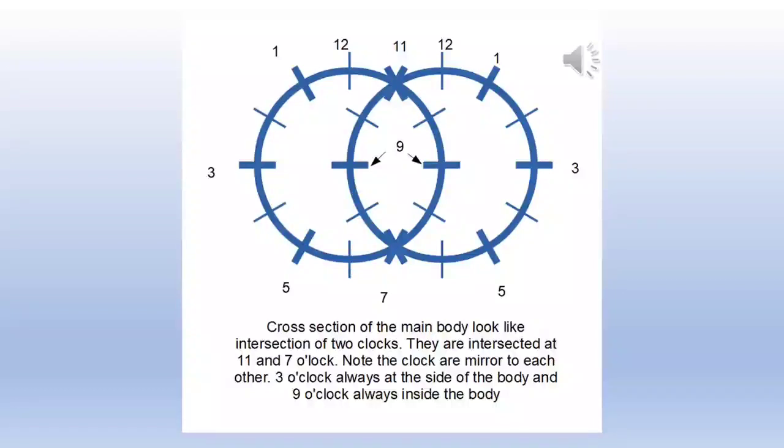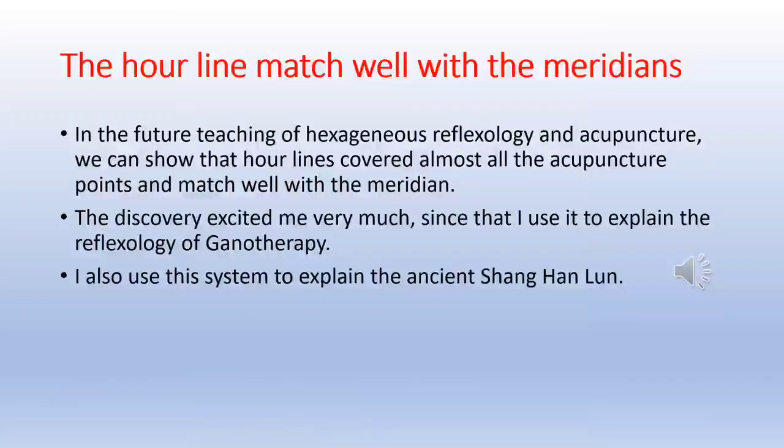Now look. 1, 3, 5 is always outside. 7, 9, 11 is always inside. So 1, 3, 5 are the yang lines, and 7, 9, 11 are the yin lines. This is the basic classification of lines. When we intersect two circles, you find that the hour lines mesh well with the meridians. In the future, when we teach hexagenous reflexology and acupuncture, we can show that our hour lines cover almost all the acupuncture points and mesh well with the meridians. This is a very important discovery and has excited me very much since then. I use it to explain reflexology in kinotherapy, and I also use this system to explain the Shanghan Lun, which we are going to teach you in the future.